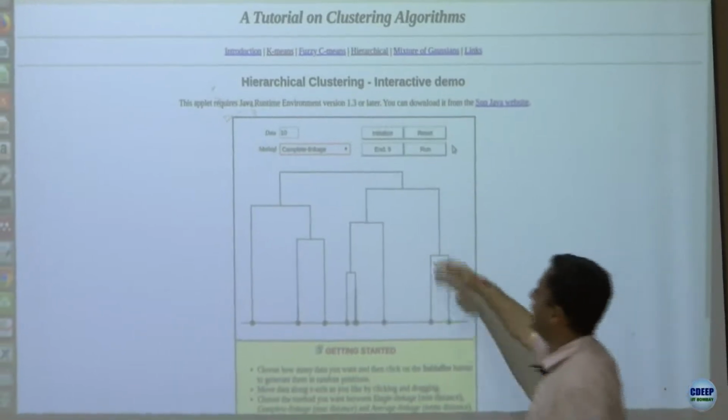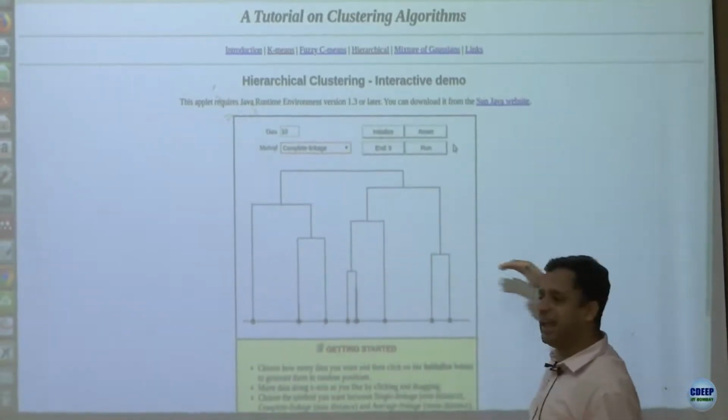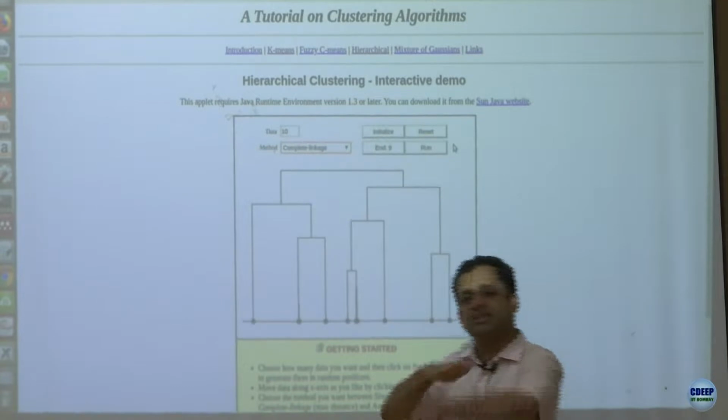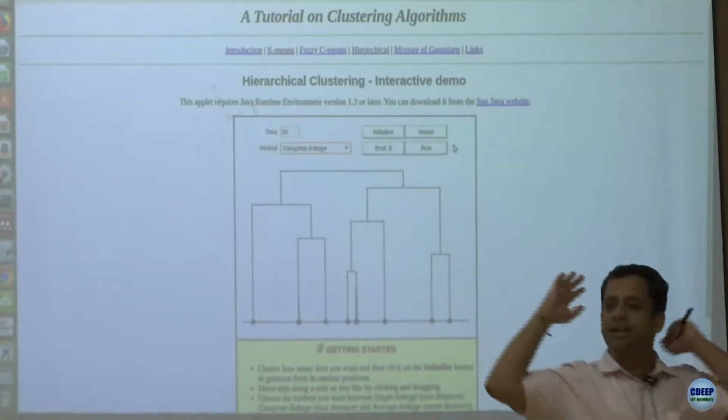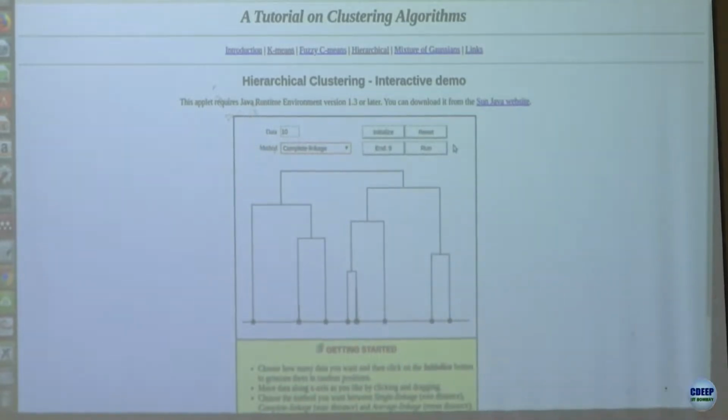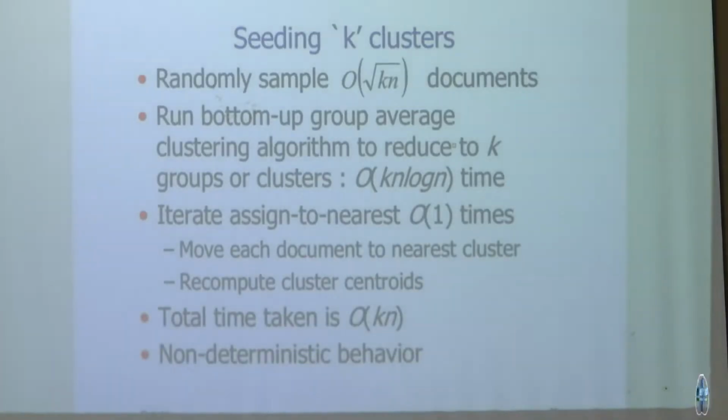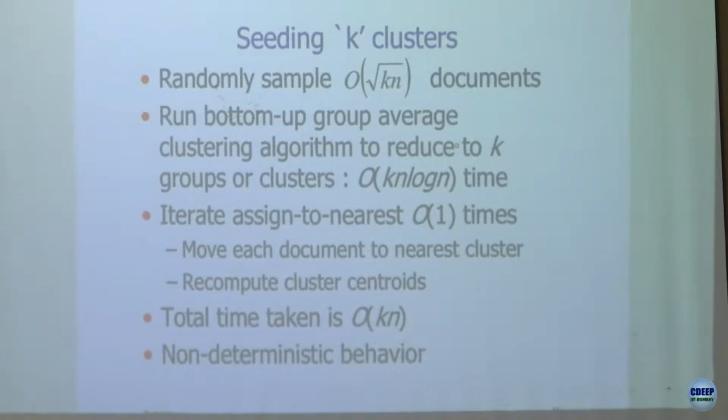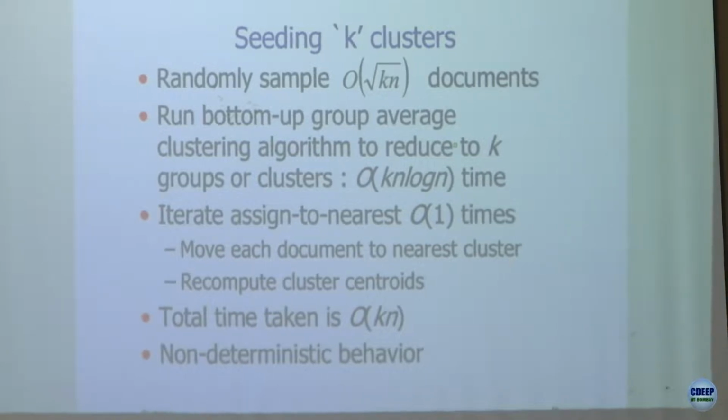So I can keep doing this, and at some point, okay, when there are k such groups, I might just cut it off and say, well, let me start my k cluster centroids from here and then do top down clustering. So for example, you may randomly sample some root kn documents, run bottom up group average clustering to reduce to k groups or clusters. That will take order of k log n time, and then thereafter move every document to the nearest cluster.